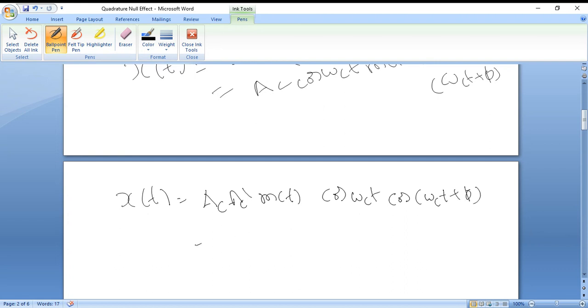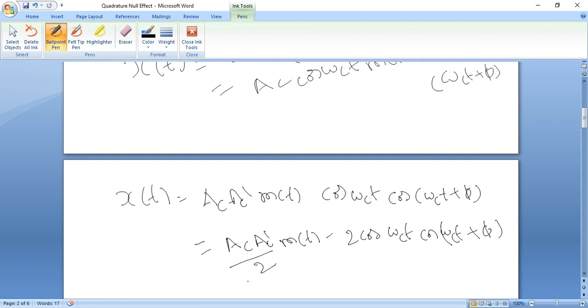So what next? If I just multiply and simplify this, this will be equal to Ac' by 2. That is, I am dividing by 2 and multiplying by 2. I have Ac' by 2 m(t) into 2 cos(ωct) cos(ωct + φ), right? Okay.